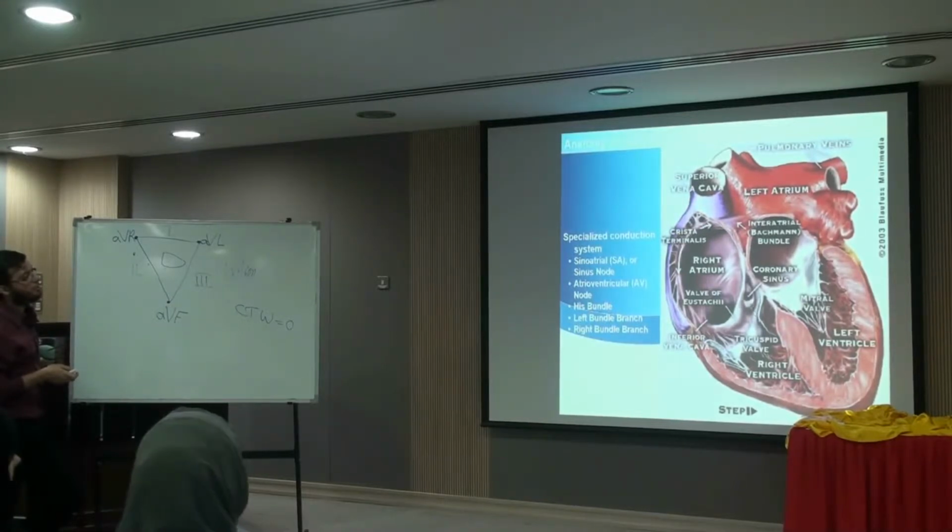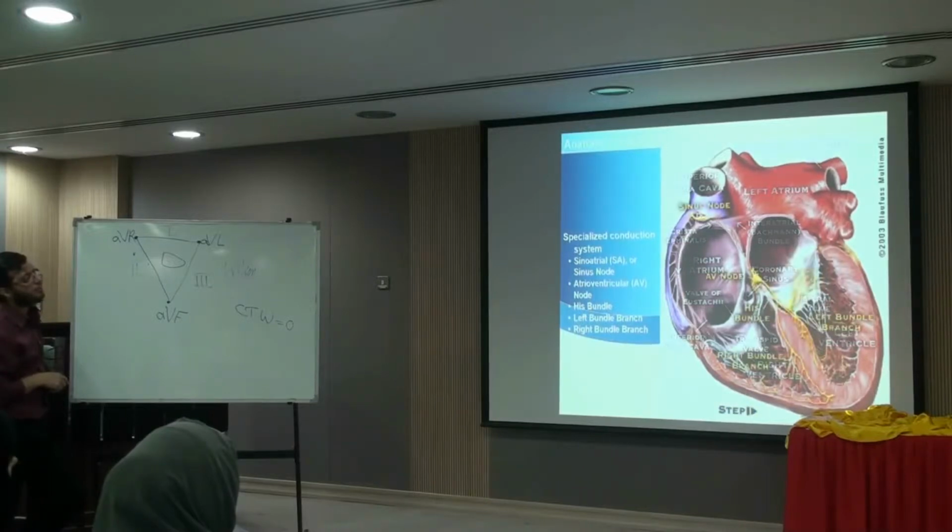So this triangle here, we can see beside the coronary sinus, there's a triangle. Whatever this tendon is called, tendon of Todaro. So we have this triangle, which is called Koch's triangle, K-O-C-H, Koch's triangle. It is a very important anatomical landmark because this is the location for the AV node.